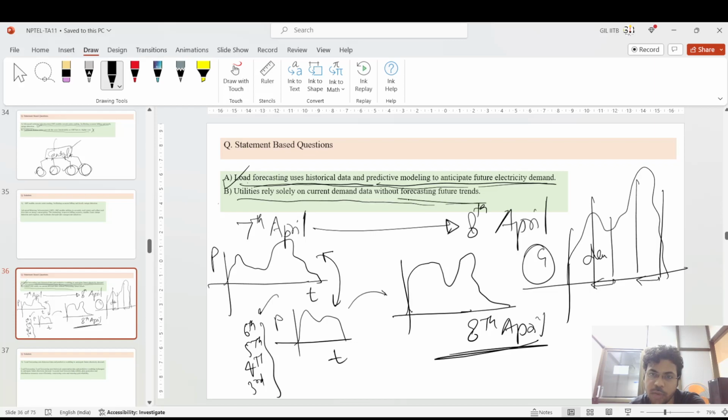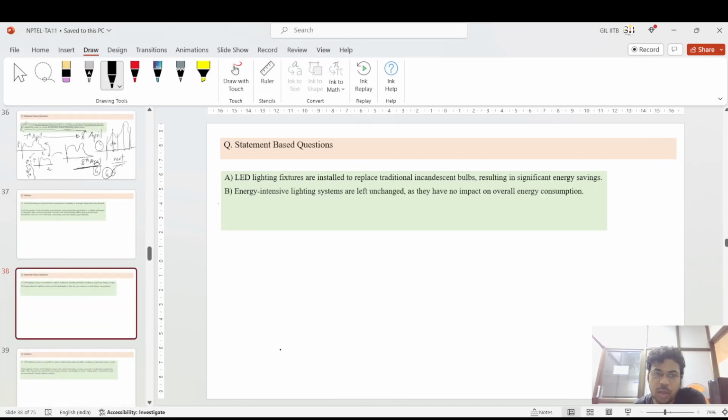The second is that utilities rely solely on current demand data without forecasting future trends. That is false. Because if you don't know what you are going to do on the next day, you might do the scheduling from a generator that is already operating at its maximum limit. So to avoid that, pre-scheduling is always done.